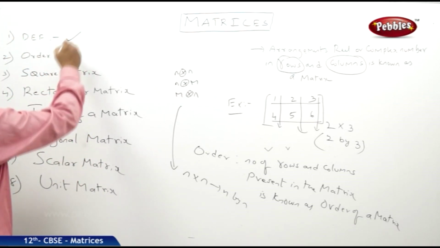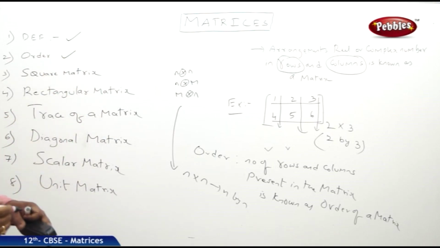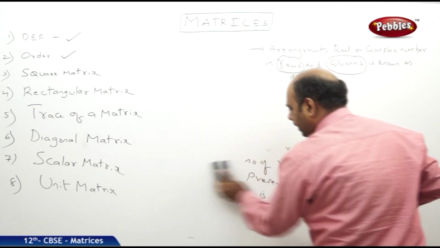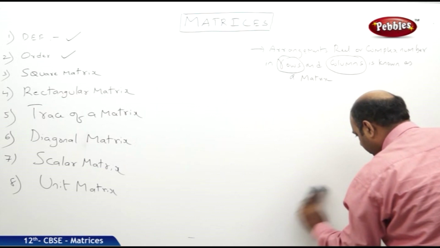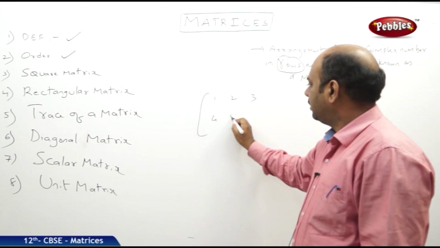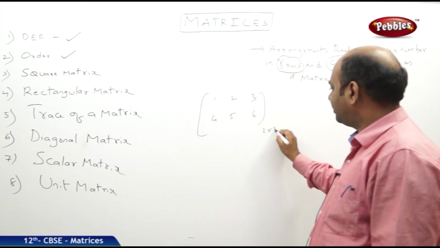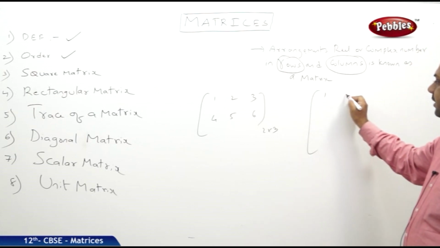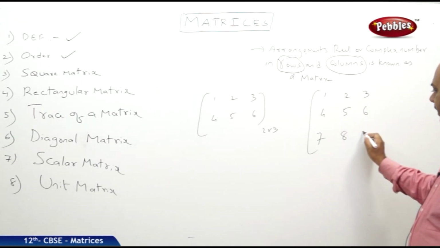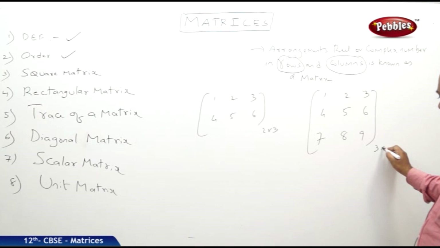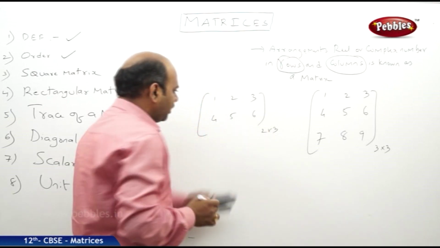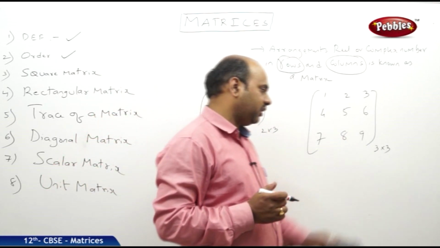So we finished the definition of a matrix, we finished the order of a matrix. Now, if you observe carefully in the above 2 examples, I had written a matrix like this: 1, 2, 3 and 4, 5, 6, and here I said 2 by 3. And another matrix I had written like this: 1, 2, 3, 4, 5, 6, 7, 8, 9. Here I said the order of the matrix is 3 by 3. Now in both the matrices, here order is 2 by 3 and here order is 3 by 3.